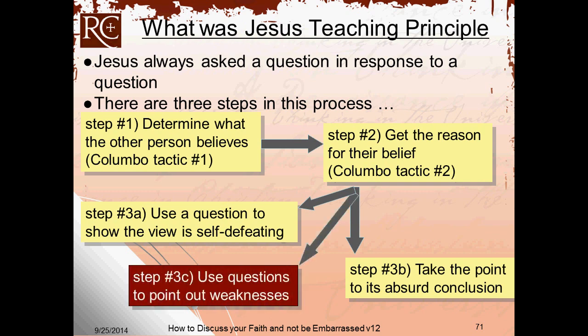And the last one is you need to understand more. You need to dig underneath this. And so you use questions. In some cases, you use questions to learn more, or you could use questions to point out weaknesses.